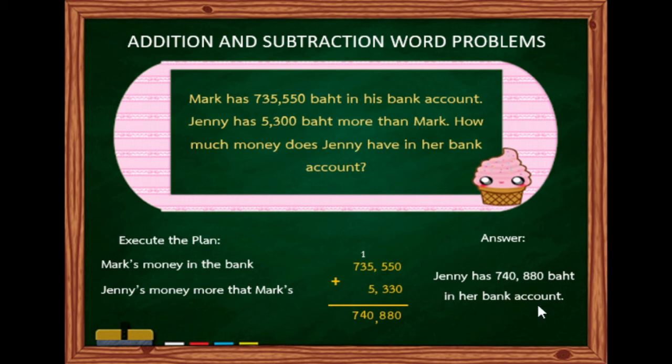Again, first, in solving a word problem, you need to clarify the problem. Second, you need to plan what to do. Third, you have to execute the plan or solve. And if you want, fourth, you can check your answer to see if it's correct or not. Those are the basic ways to solve addition and subtraction word problems.